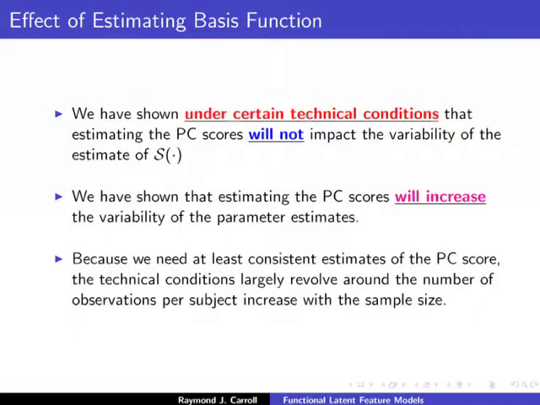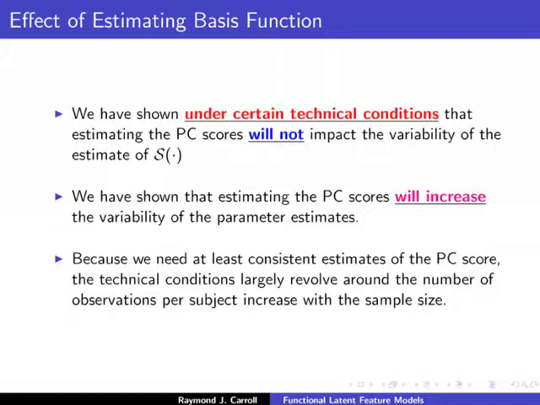Okay, so under certain technical conditions, basically we have to have an increasing number of observations per subject, the principal component score estimation doesn't impact the variability of the nonparametric function. It has exactly the same distribution as if they were known. It does increase the variability of the parameter estimates. There is an extra component. Estimating the principal component scores strictly increases the variability of the parameter estimates. Theoretically, it does. And the question is, when does it do it, and how important is it? But at least it fits with what I would have thought.